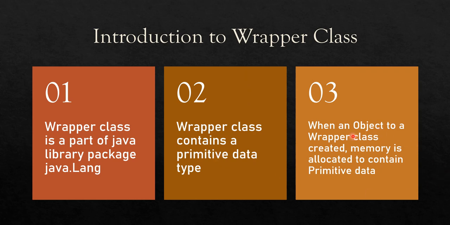When an object of a wrapper class is created, memory is allotted to contain the primitive data. When you create a wrapper class object, because Java is an object-oriented programming language, everything revolves around objects. So the wrapper class is also used to create objects. Once an object is created, a specific amount of memory is allotted to store the primitive data. Say for integer, it allots 4 bytes. So different memory sizes will be allotted in the memory.